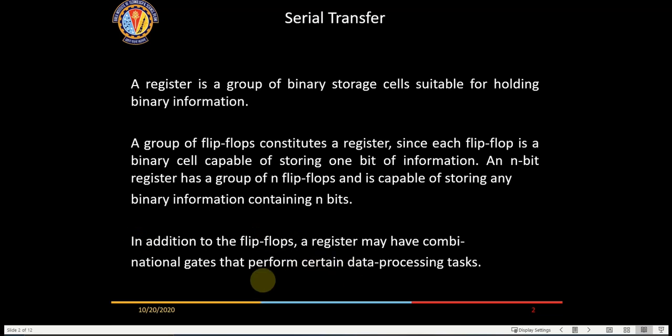A register is a combination of flip-flops and a few combinational gates, and these combinational gates will perform certain data processing tasks. That is, how to put the data into these registers, whether it is to be put serially, or in parallel, or you need to reset it. All those functions are also taken care of by the internal circuitry of the register. So the register has flip-flops as well as some combinational gates. Okay, so we'll see how that is done.